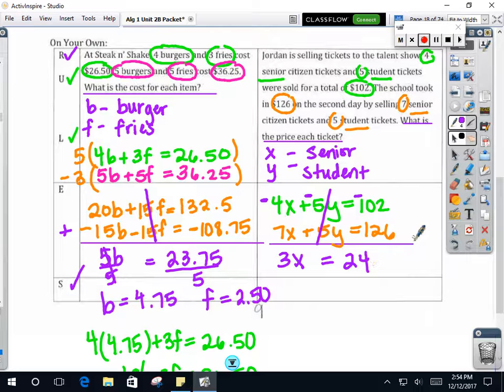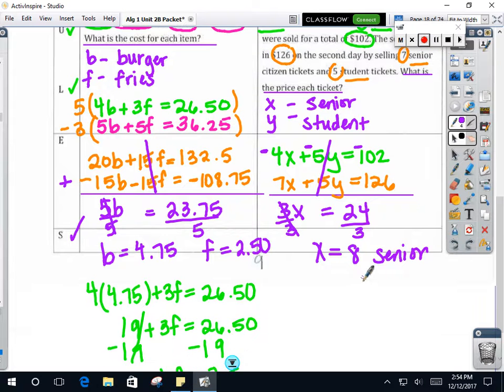Now what do we do? Divide by 3. And so x equals 8. And that's senior tickets, right? How do I now find out how many student tickets were sold? Okay, take one of the originals. We'll take the bottom one. When I take this 7x and replace the x with the 8, what will that become? So 56 plus 5y equals 126.